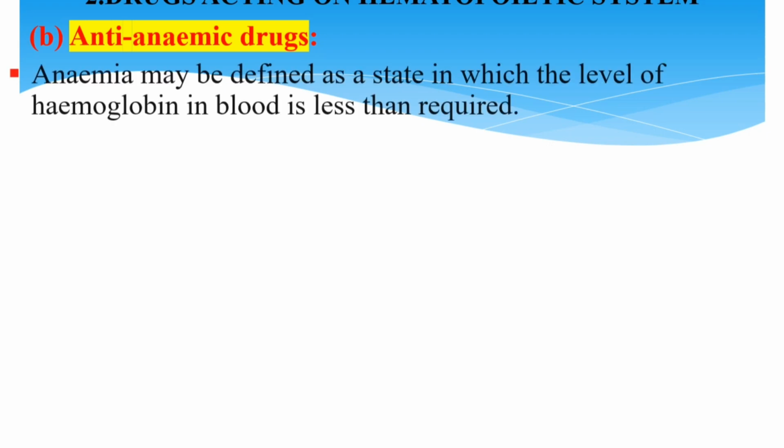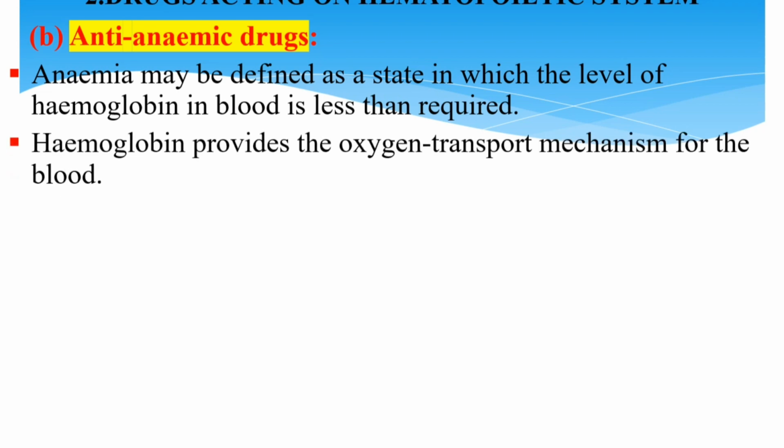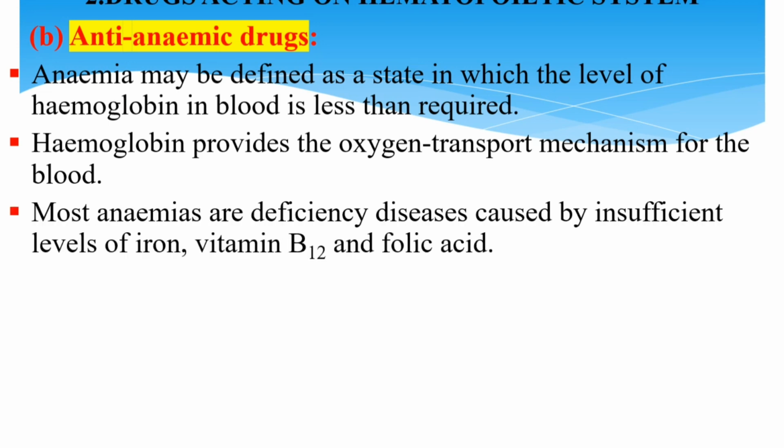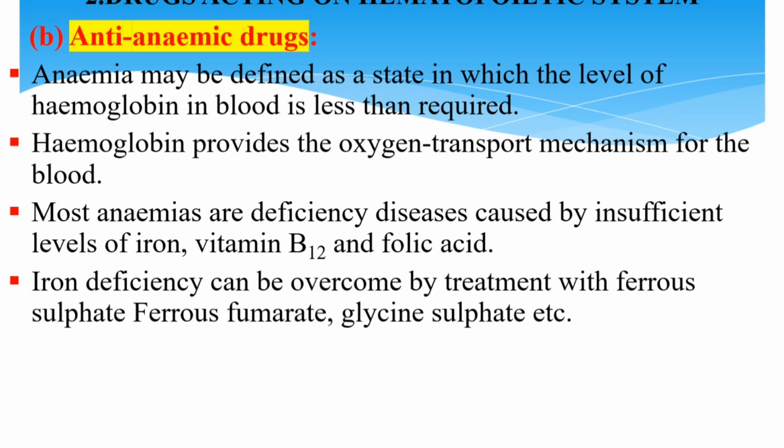Antianemic drugs. Anemia is a condition wherein the level of hemoglobin in the blood is less than optimal. That is, there is a lower level of hemoglobin in the blood. And hemoglobin, as we know, is very important for oxygen transport. Most anemias are deficiency diseases which are caused by deficiency of iron or deficiency of vitamin B12 and folic acid. Iron deficiency can be overcome by treatment with ferrous sulfate, ferrous fumarate, glycine sulfate, etc.